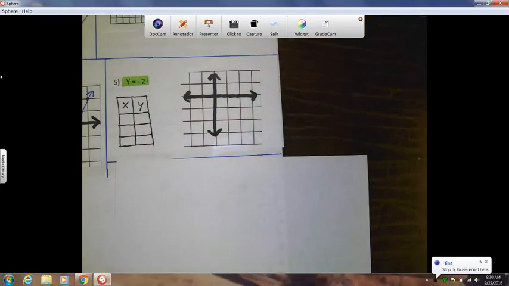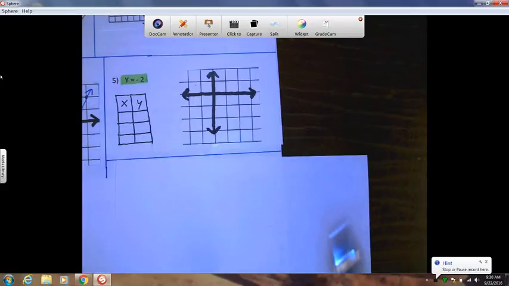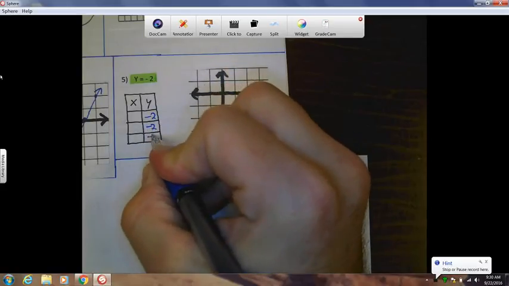So I'm putting this one down as a quiz question. Make sure you remember this. If it only has a y, then y will always be negative 2. Always. It doesn't matter what x is.